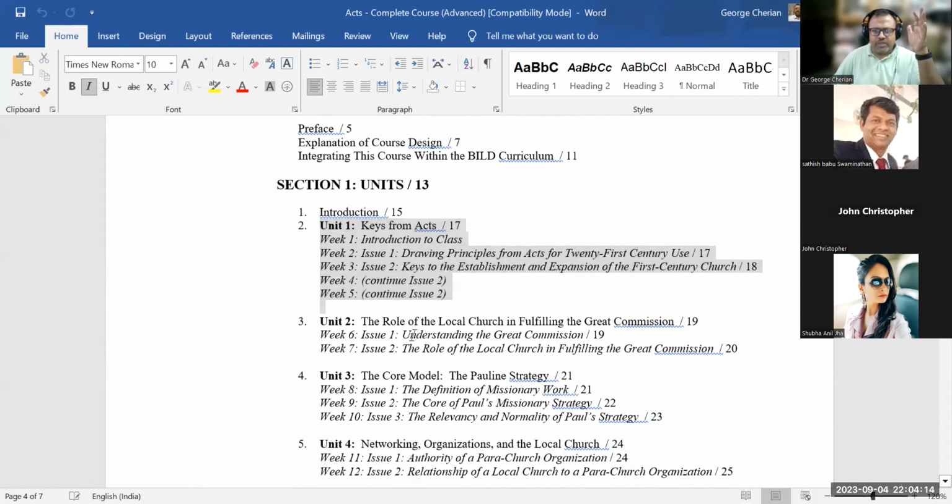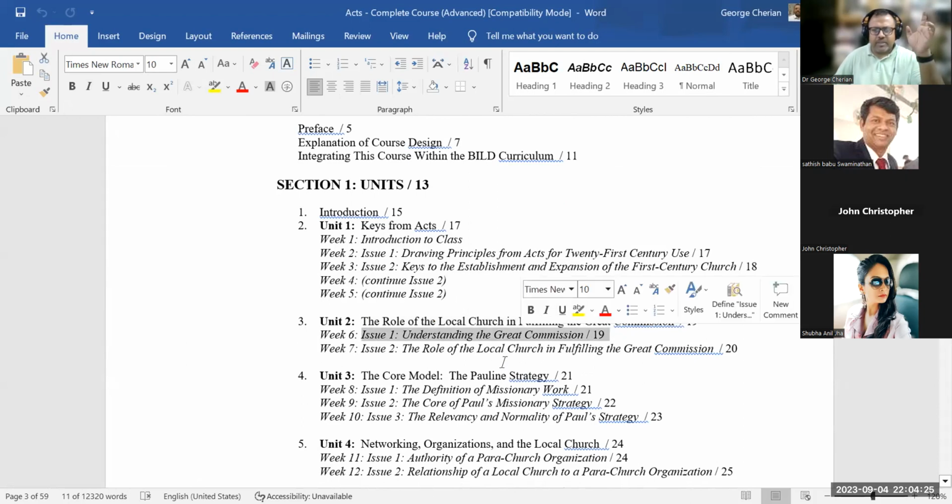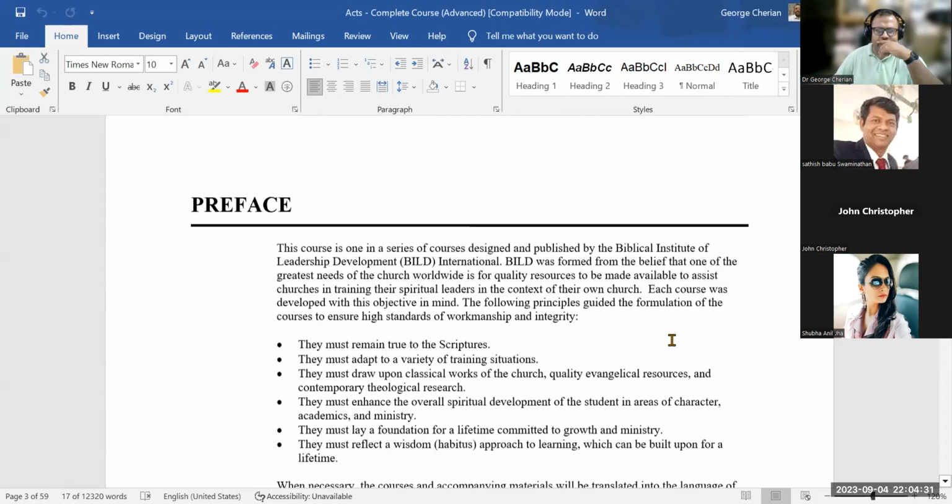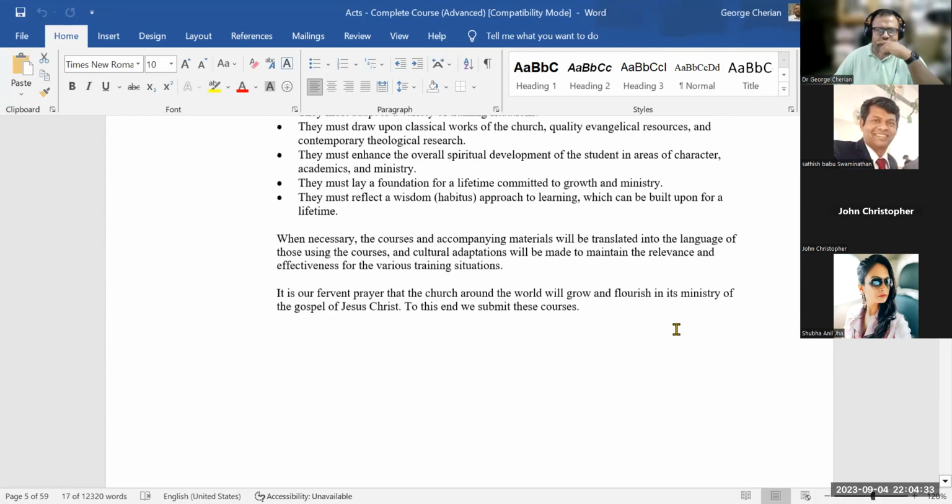Then unit 2, we started the role of the local church in fulfilling the Great Commission. We did issue 1, understanding the Great Commission, which is what we are working with right now. We finished 1 article. We have Kevin Giles, I think we finished. The second issue is this, and you will finish. There are only 2 issues here. We'll finish. Now, what do we see? Let's go to.